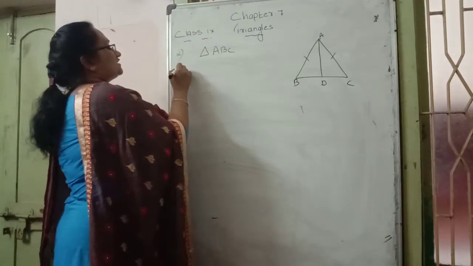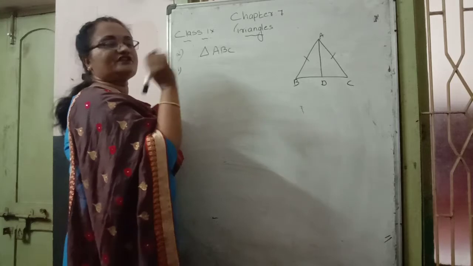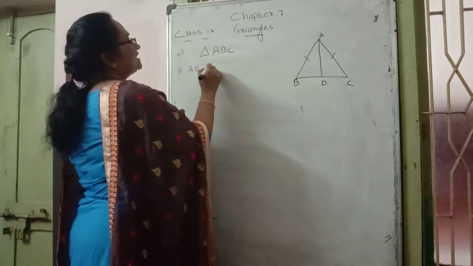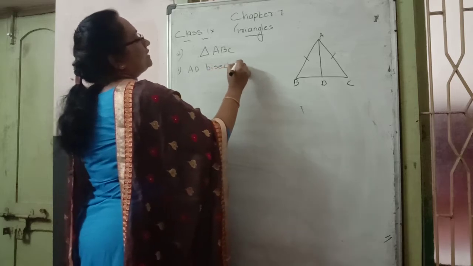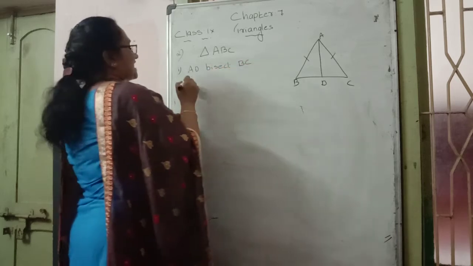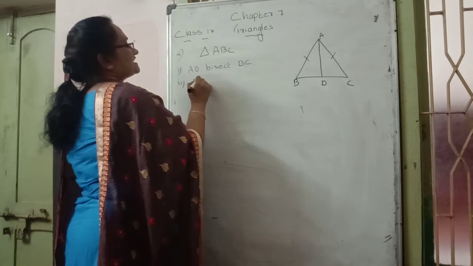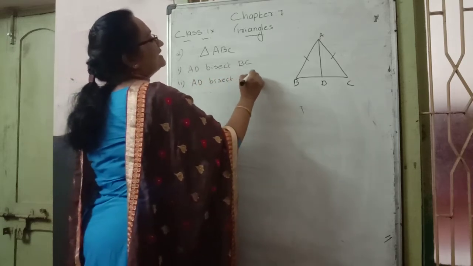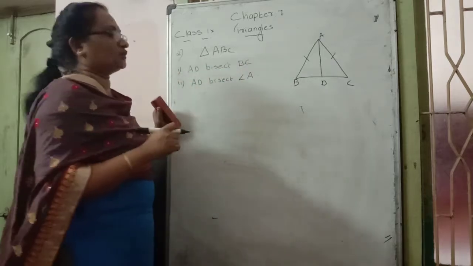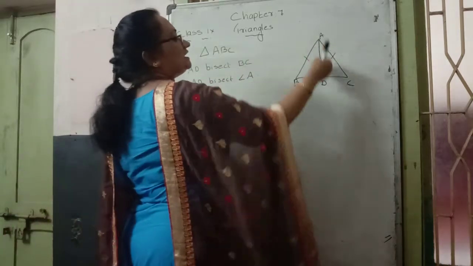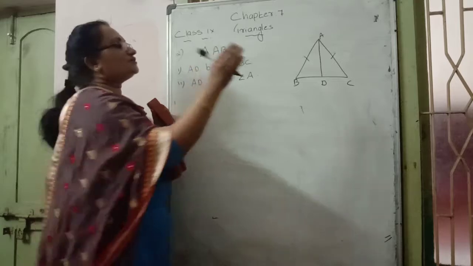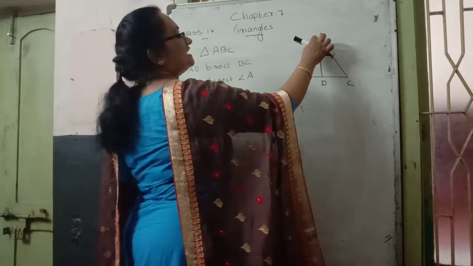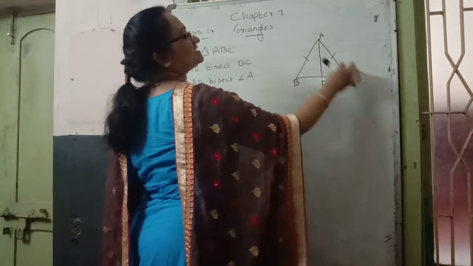Then we want to prove two cases. Show that AD perpendicular bisects BC side. In the same way, the second part says AD bisects which angle? Angle A. These two things we want to prove. How to prove that AD is an altitude? It divides triangle ABC into how many triangles? Two triangles. Which are they? ABD. The second triangle is ADC.